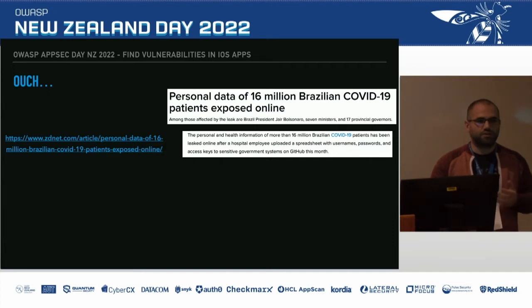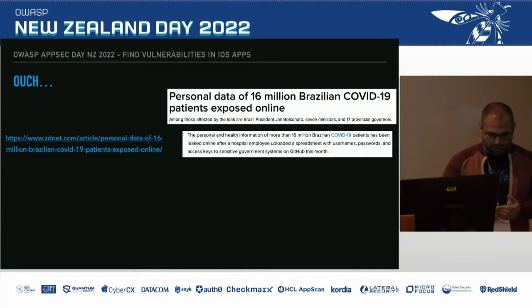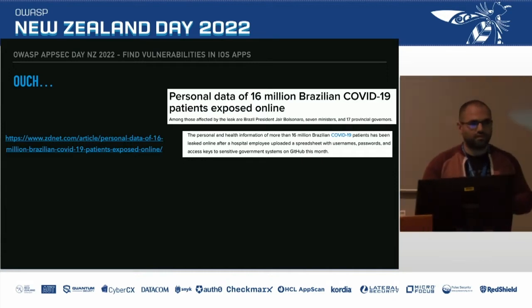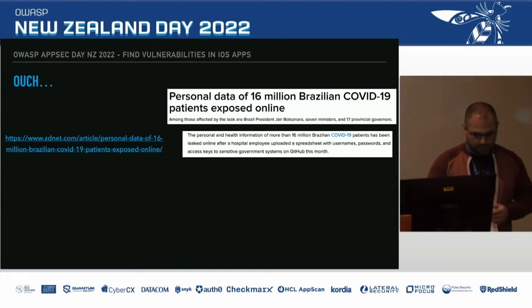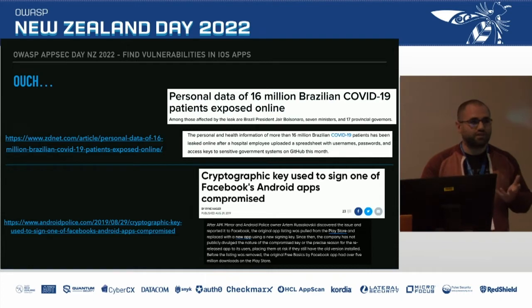Somebody in a hospital was uploading, for whatever reason, an Excel sheet to a public Git repo. Ouch. So 16 million records of people in Brazil were therefore exposed, and all these kind of things are happening. Of course, even worse if it's a real secret.